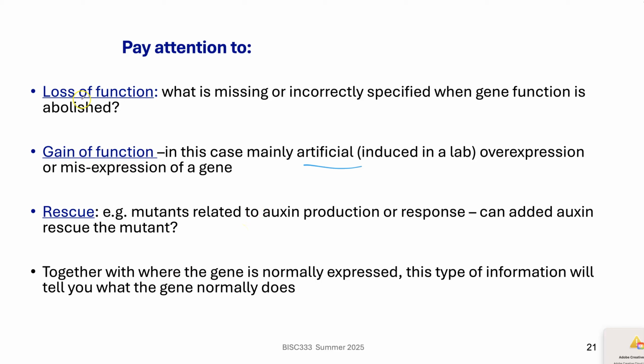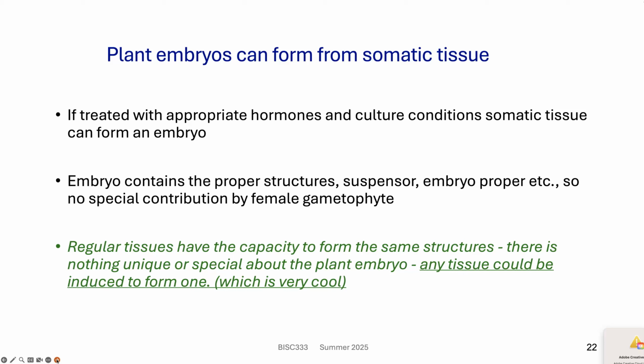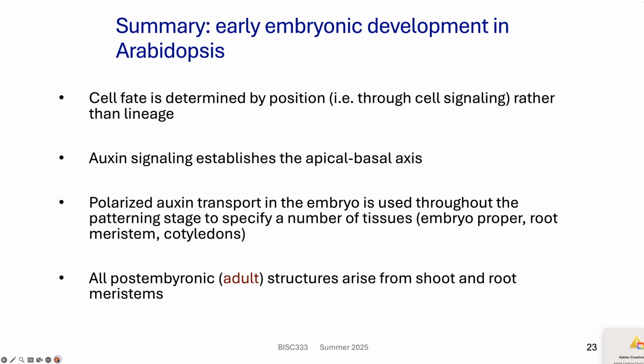Okay, so if you take this kind of information and then look at where the gene is normally expressed, this will help you determine what the gene normally does. Okay. And I wanted to point this out because this is really interesting. It's quite cool. You can take any kind of somatic tissue on a plant, and if you treat it with the appropriate hormones, you can turn it back into a complete embryo that can form a complete plant, right? So that's pretty cool, and we don't have quite the capacity to do that with animals yet. We will eventually, I'm sure, but not yet.